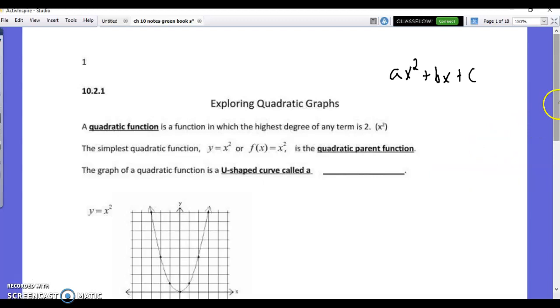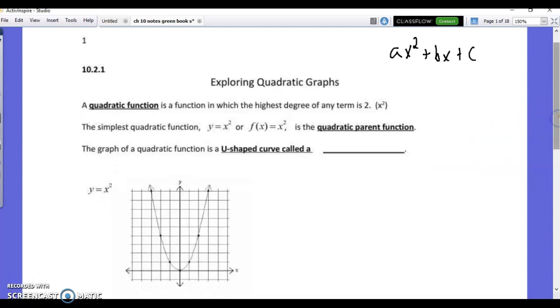When we do put these in, we're going to use graphing calculators, we're going to use a Desmos function where we can explore the shapes of these graphs. But these all make what are called U-shaped graphs, right? Here, we're going to talk about that right here.